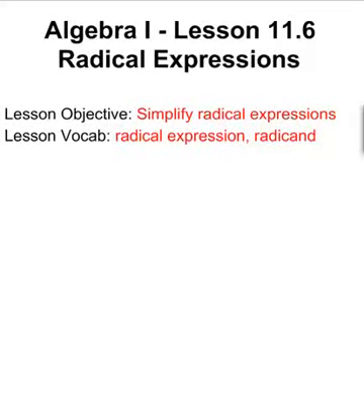Guys, here's your quick 5-minute review of today's lesson. Lesson 11.6, Radical Expressions, and the goal today was to simplify radical expressions. So let's take a quick look.